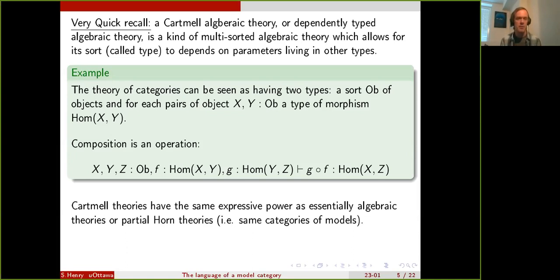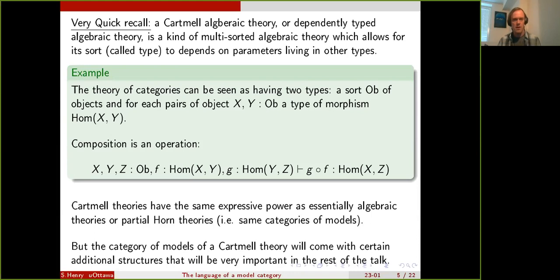no dependent types, in the sense that the categories you can obtain as categories of models of such theories are the same. But the presentation using dependent types will actually equip the category of models with some additional structure that will be very important for the rest of this talk, and that I will talk about a little bit later. So the Cartmel theories will be our basic tool to talk about this language.